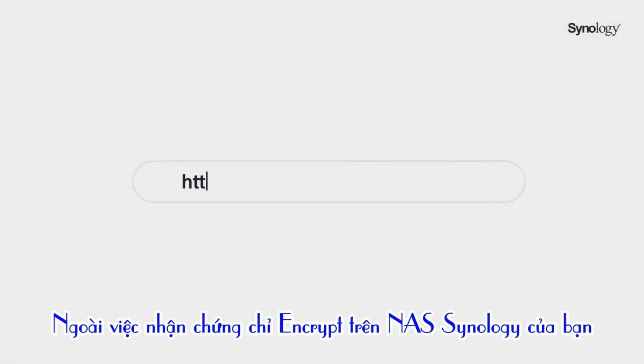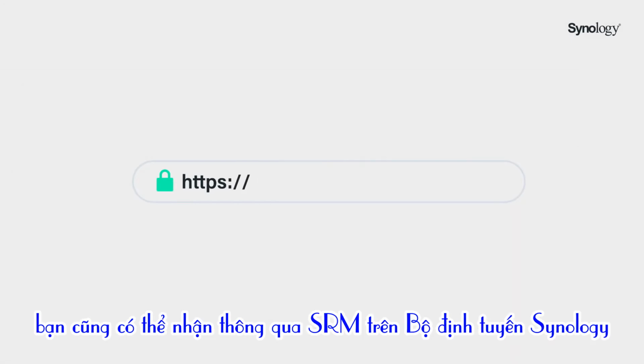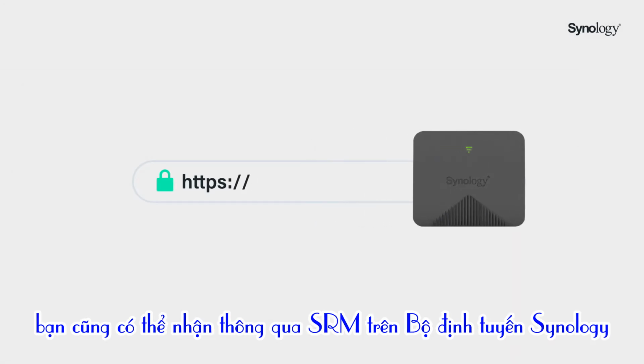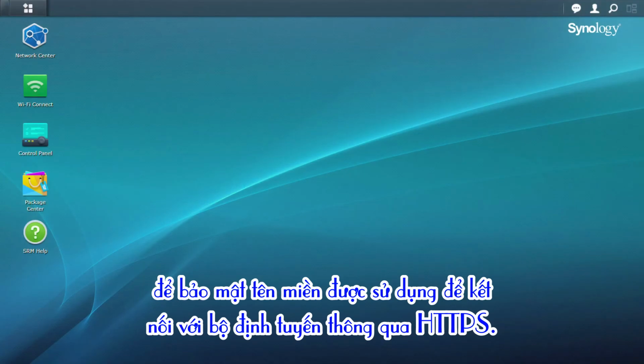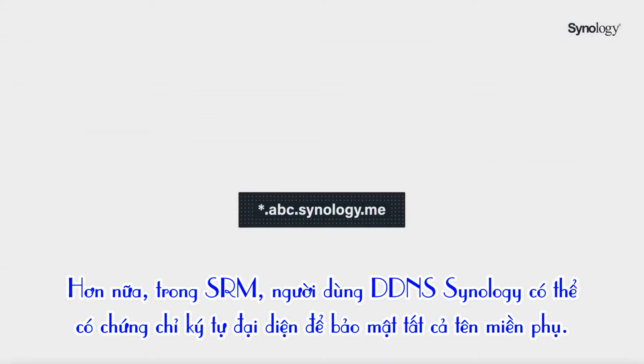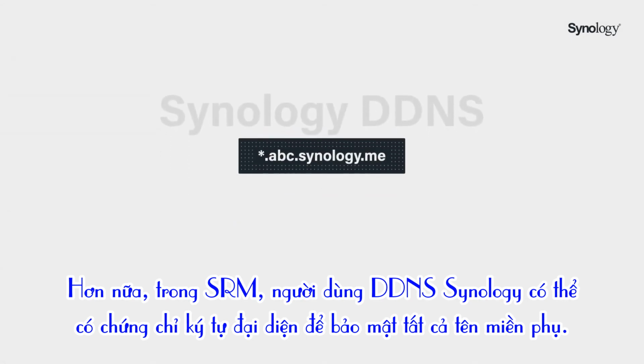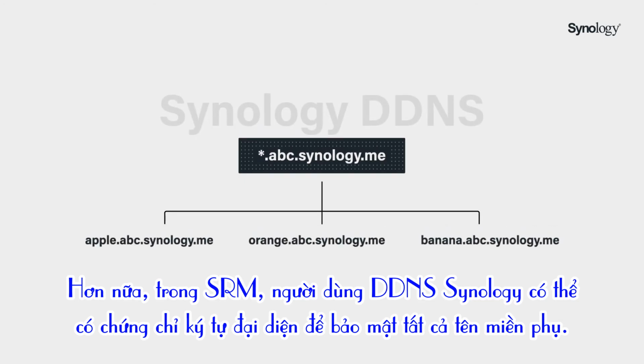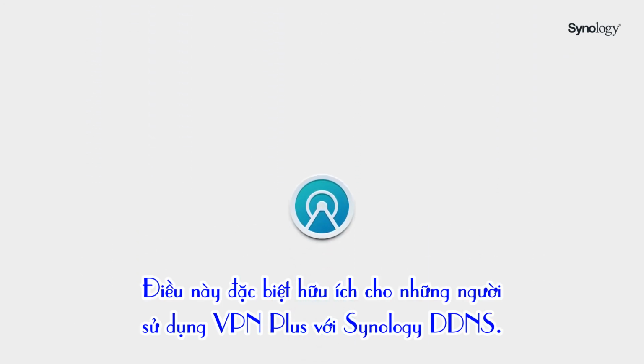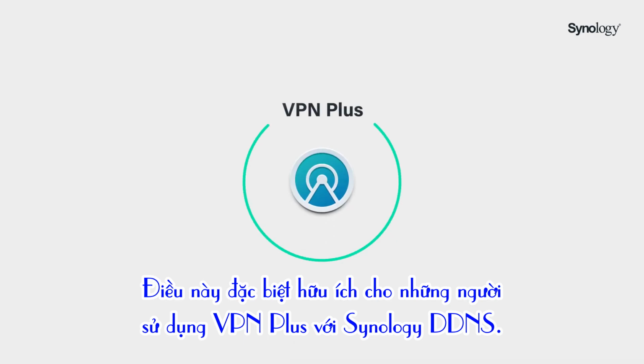In addition to getting a Let's Encrypt certificate on your Synology NAS, you can also get one via SRM on your Synology router to secure the domain used to connect to the router via HTTPS. What's more, in SRM, Synology DDNS users can have a wildcard certificate to secure all subdomains. This would be especially useful for people who use VPN Plus with Synology DDNS.